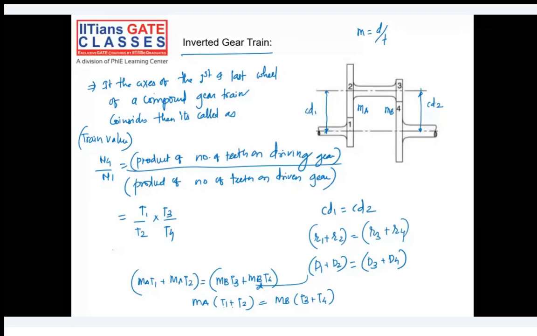So this is a very easy chapter, or easy topic. You should know the speciality of each gear train. The speciality of the reverted gear train is that the axis of the first and the last gear is the same, and the center distance is the same. Center distance being the same means the sum of the radii of the first and second equals that of the third and fourth. It means the diameters of the first and second equal those of the third and fourth. So all these things you can make out if you just know the basics.